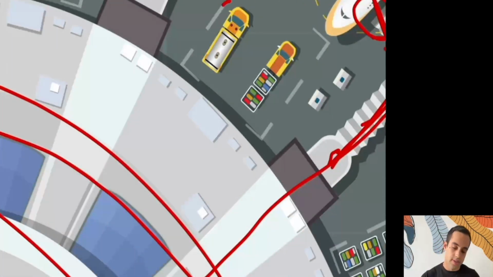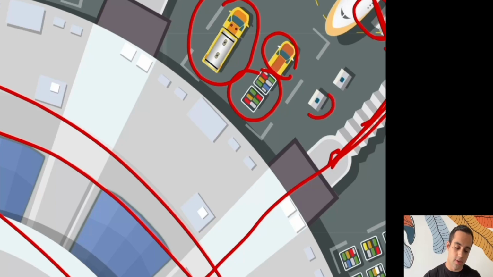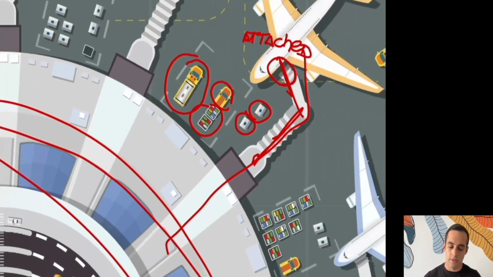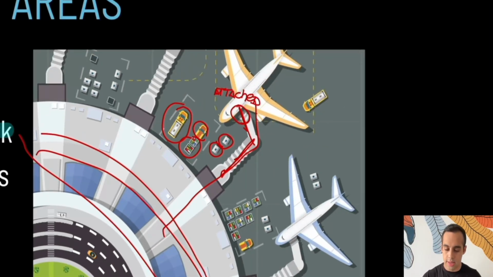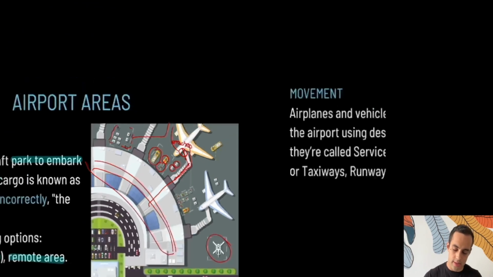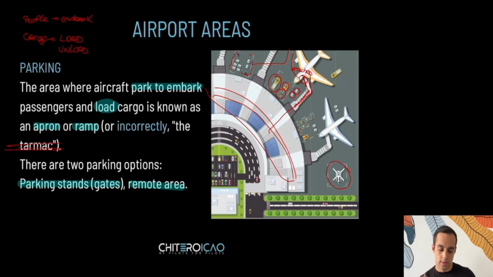Here we can see a refueling truck, dollies, a service vehicle. Maybe these are unit loading devices or ground power units, and this is a designated area for them. This is the center line. These are the service roads. This is the general parking position. So you see, these are things we need to know.